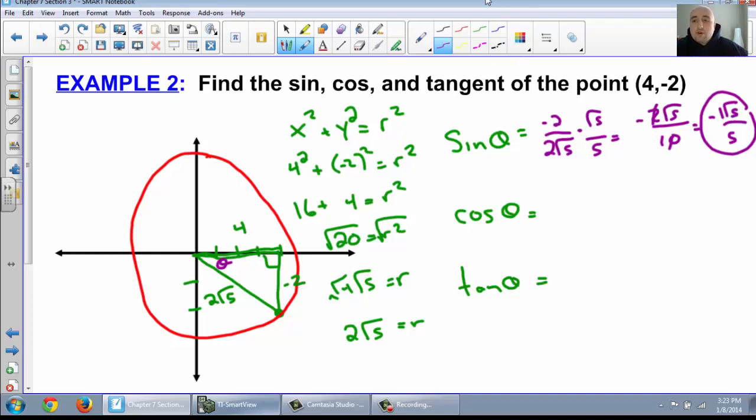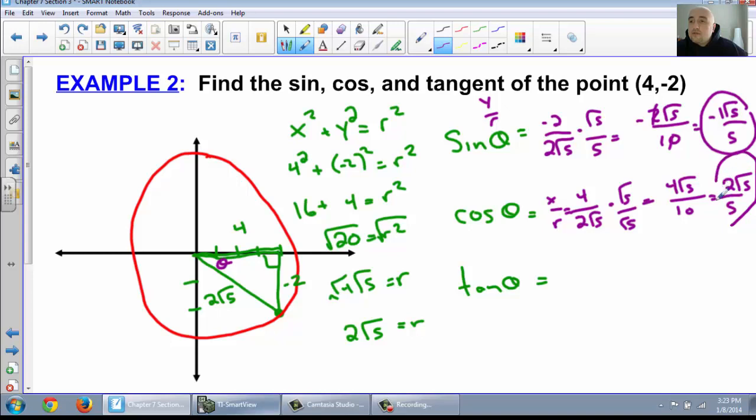Okay? Cosine. What's cosine? So sine is y over r. Cosine is x over r. X is 4. R is 2 root 5. So 4 over 2 root 5. Get rid of the root 5. So multiply by root 5 over root 5. 4 root 5 on top. And then 2 times root 5 is just 10 again. So 4 over 10 reduces to 2 over 5. And don't forget your root 5 there. So 2 root 5 over 5. Sorry, I'm cramping that in there.